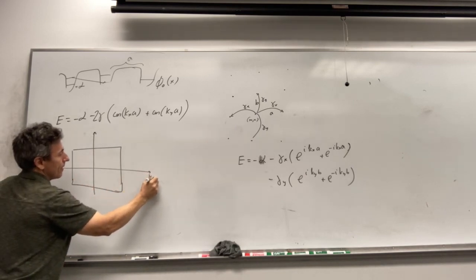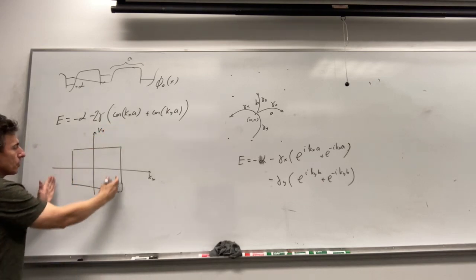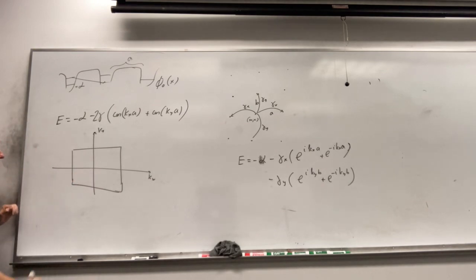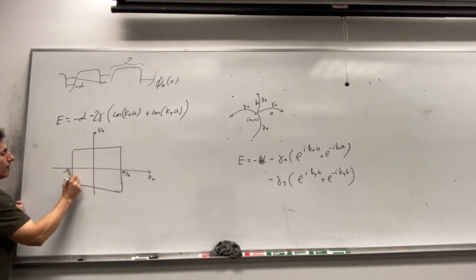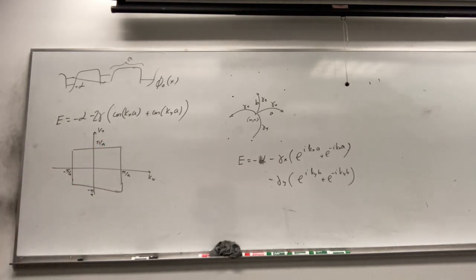So this will be kx, ky. We need to consider this energy dispersion only within the square. Outside of the square, it is just periodic repetition. The square runs from minus pi over a to pi over a along both axes. And of course, in this case, we have a two-dimensional profile for the energy dispersion.